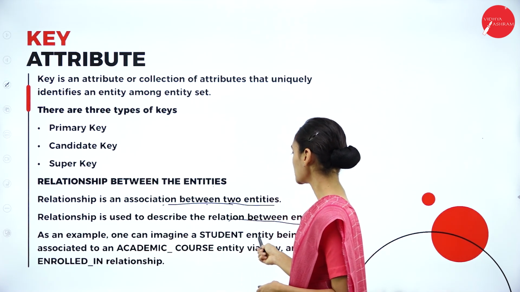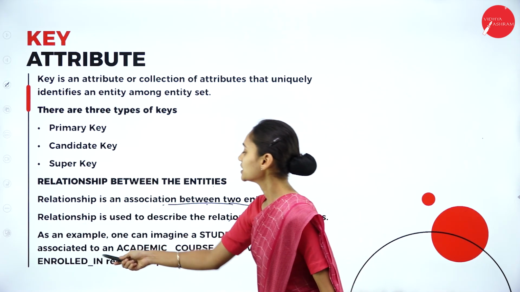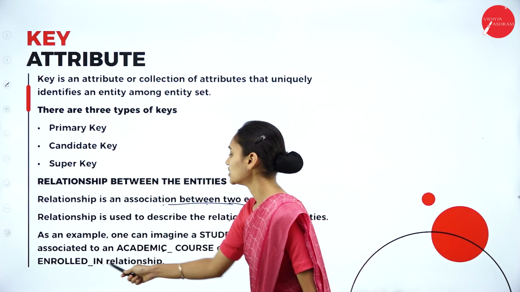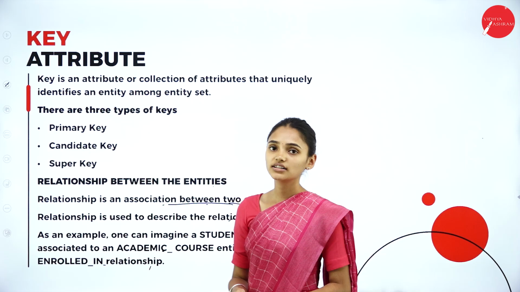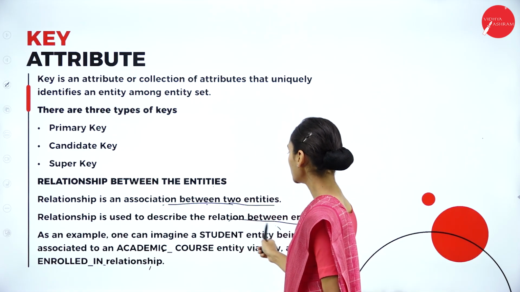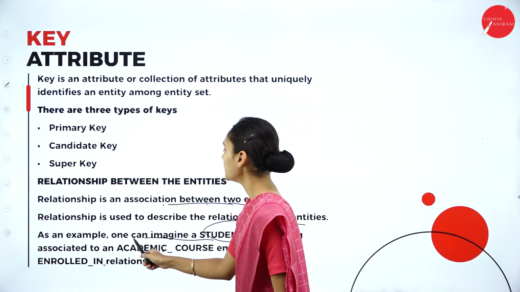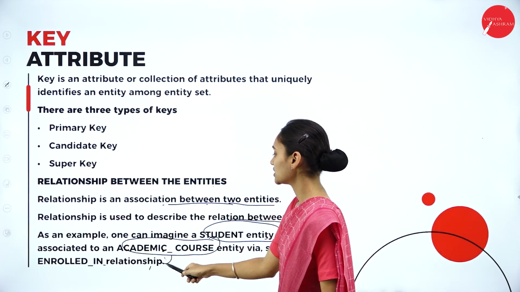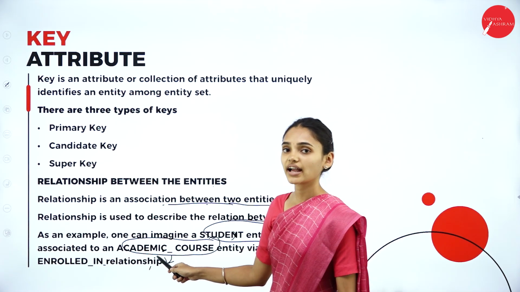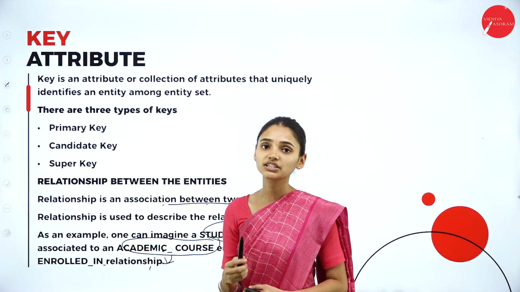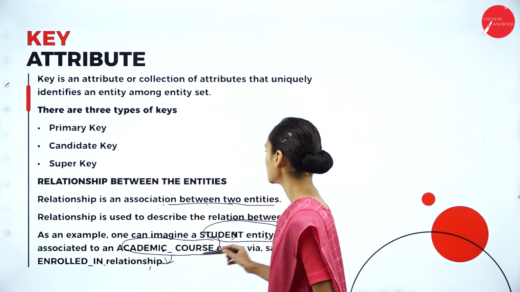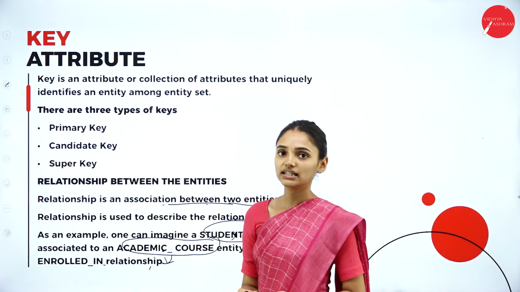Example, one can imagine a student entity being associated to an academic course entity via, say, an enrolled in relationship. So here in this example, the student entity is being associated with the academic course. It's between the student and the academic course. So it describes the relationship between the student and his academic course, which describes the relationship between two entities.